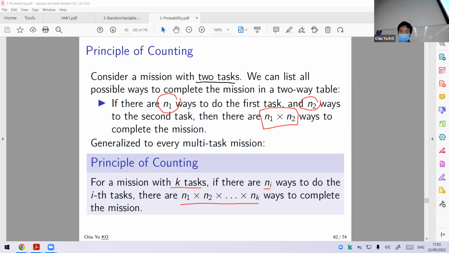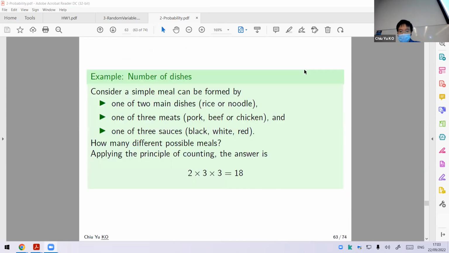Okay. So basically you can see this one is the same as multiplication. It just lists a table, right? Because for each way to do the first task, there's n2 ways to do the second. Because there are n1 ways to do the first task, that's why it's multiplication. The same idea goes on. So let's see the example, then try to convince you that's correct.